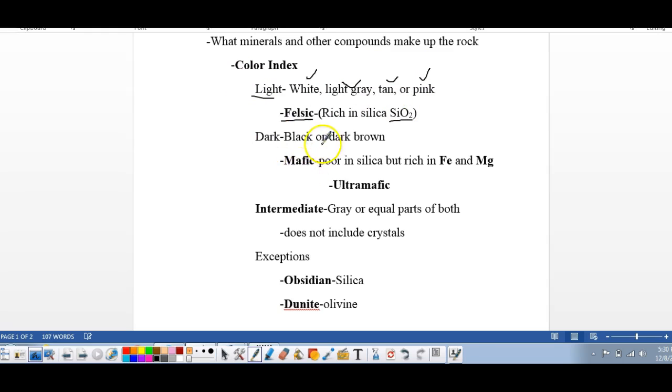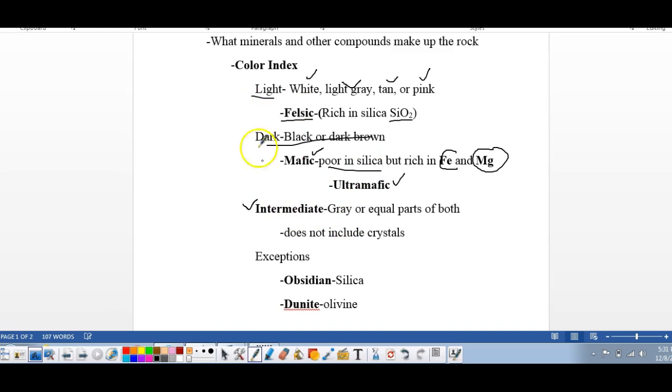But they can also be something called mafic, and that's dark, either black or dark brown. These have very little silica, but they're rich in iron and magnesium, and that tends to give them a really dark color. You can even go really, really dark, and they call that ultramafic. So you have these really light and really dark, and then you can have an intermediate igneous rock, which is like gray, or you have some white and some light colors and some dark colors at the same time. They would call that intermediate.